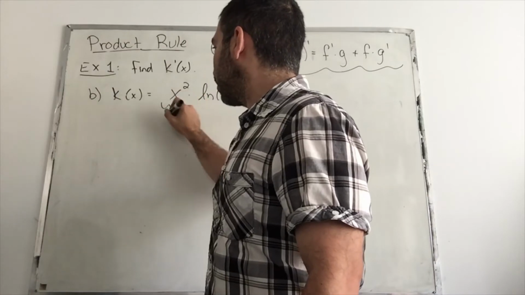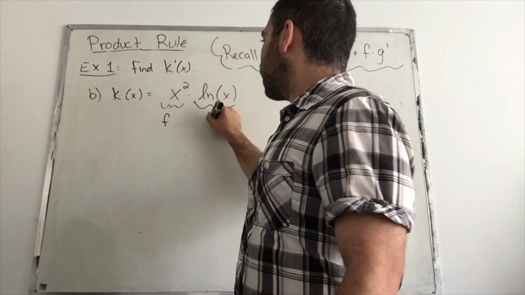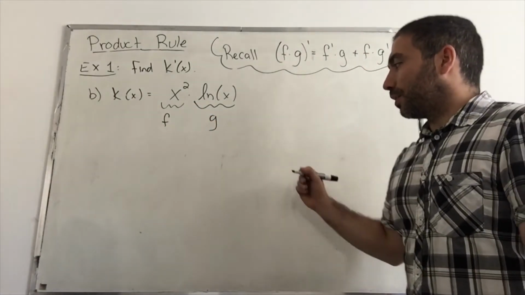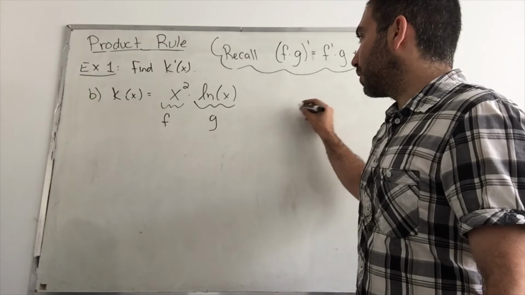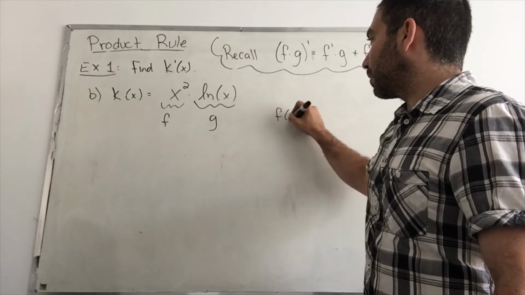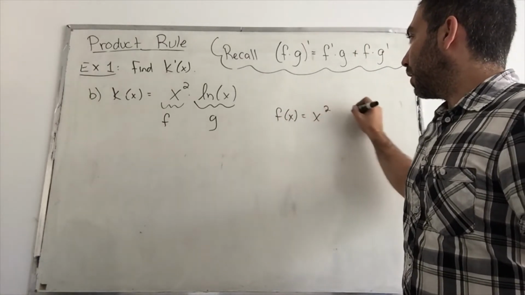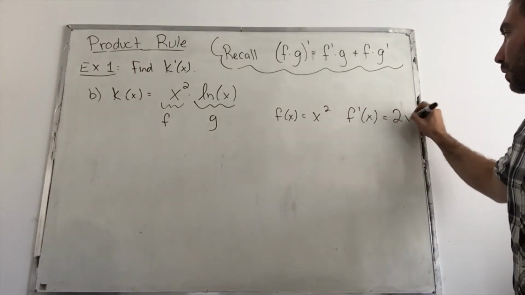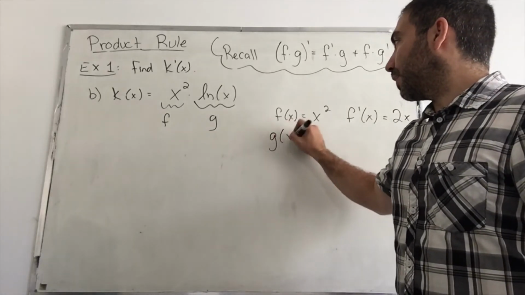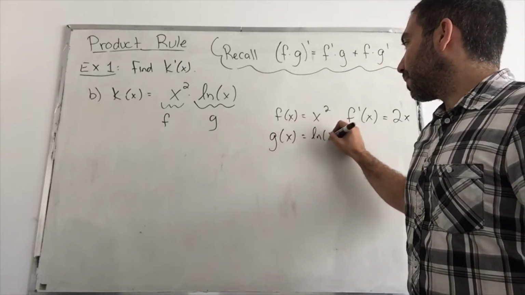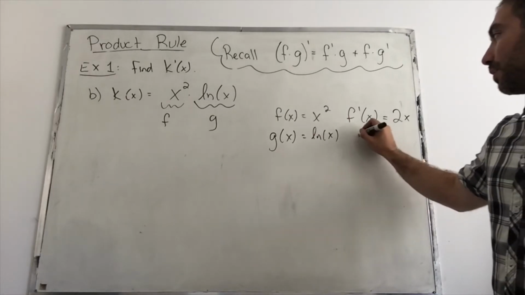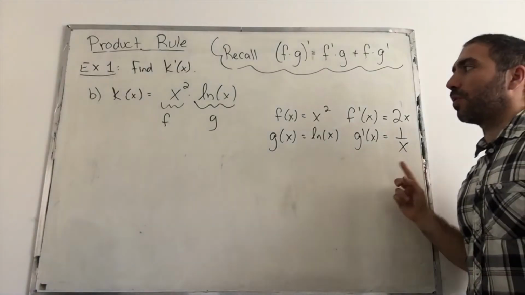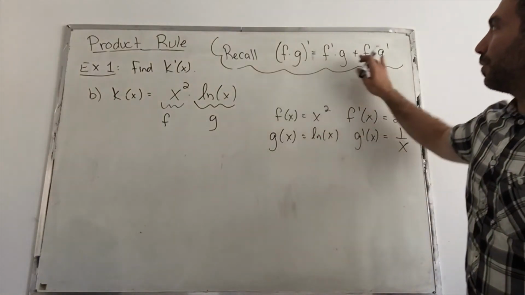Another way that I've seen teachers show this is they'll call this f, they'll call this g, that's fine, and then they'll write it on the side. So this is just side work. They're going to write f of x on the side is equal to x squared, and then they're going to take the derivative of it on the side. So f prime of x is equal to 2x, g of x is ln of x, and the derivative of ln of x, g prime of x, we saw in an earlier video, is 1 over x. And then you just complete the rule.